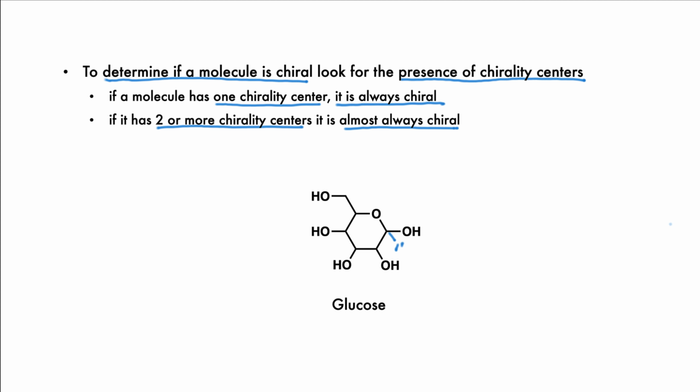To see all the chirality centers in the sugar glucose clearly, put in all the hydrogens so you can clearly see all 4 atoms attached to each carbon. When you do this, you see all the ring carbons are chirality centers. There are 5 of them. The CH2 on the left here has two hydrogens, so it's not a chirality center. Glucose has several chirality centers and is chiral.